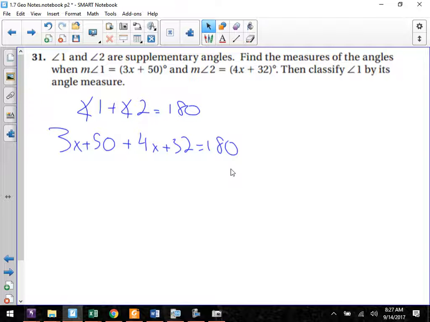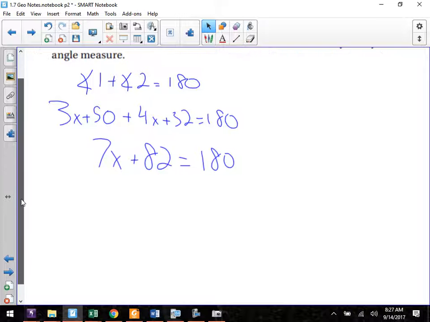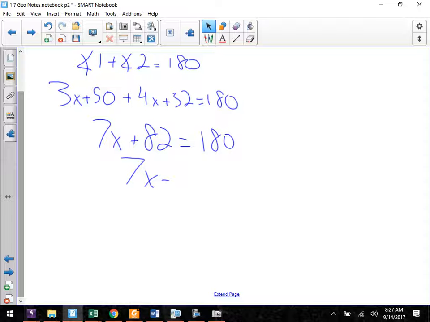So you combine your like terms here. I hope that you all have this out and you're double checking your work, because believe me, you're going to want to make sure you do this right. Now you go to a two-step equation. Subtract the 82 and you get, what is that? 98. Divided by 7. Very good.